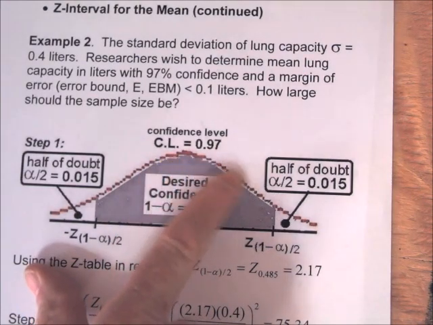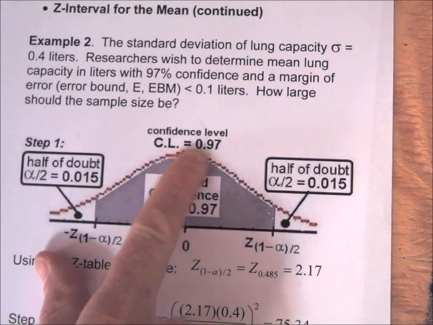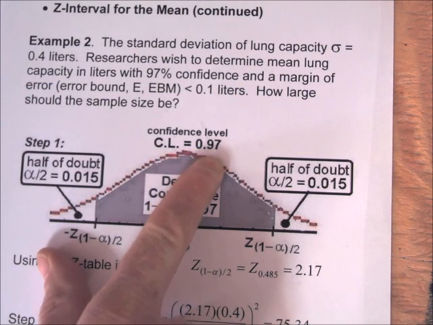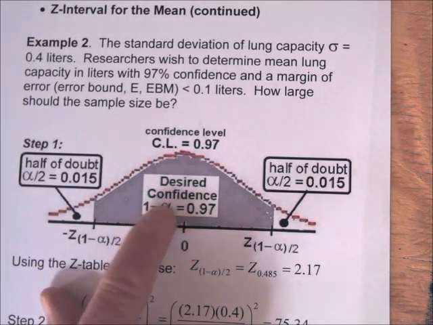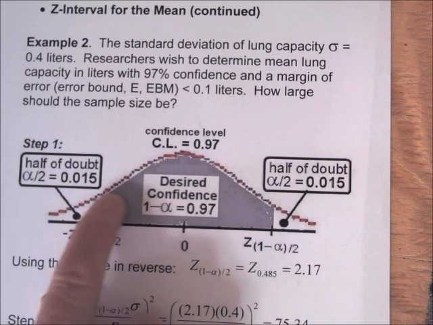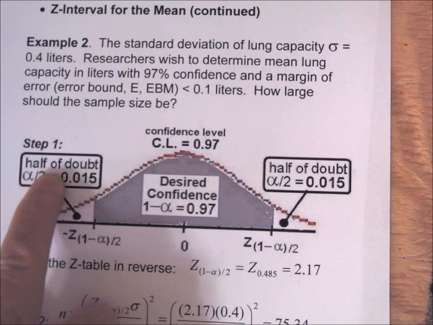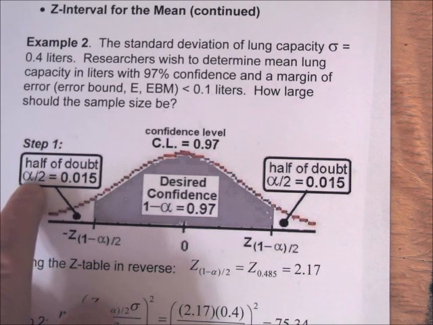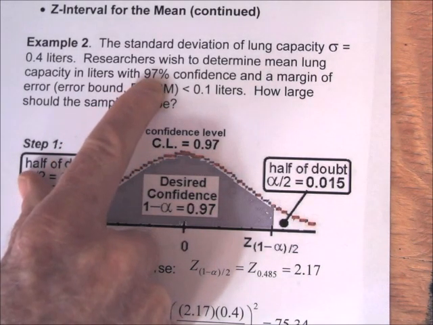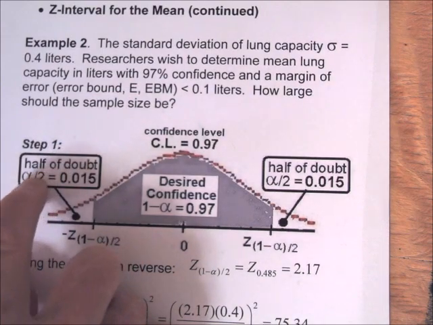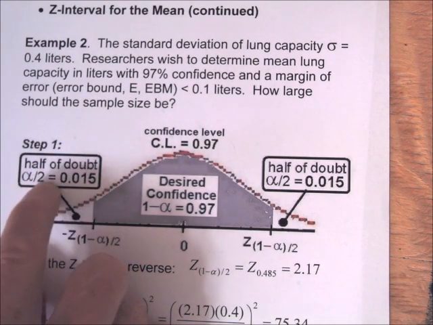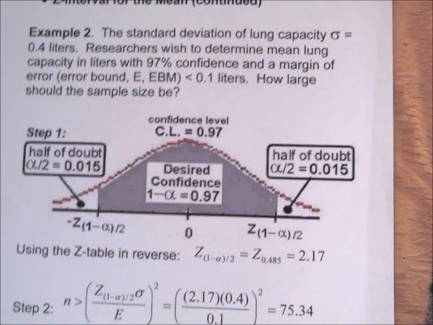Again, in Web of Science, they often ask you to fill in the blanks here. The confidence level is 0.97. That's 1 minus alpha. Alpha is the level of doubt. It's actually the level of significance, but I think level of doubt is more descriptive, and it's represented by the Greek letter alpha. Alpha is 0.03. We have 3% doubt, 97% confidence. 100 minus 97 is 3% doubt. 0.03 divided by 2 is 0.015, so that's alpha over 2.